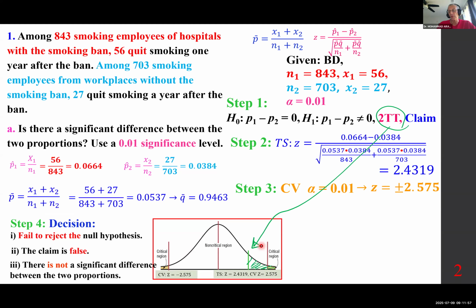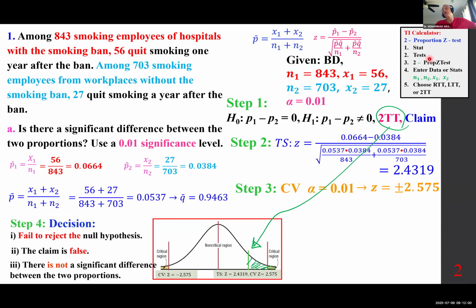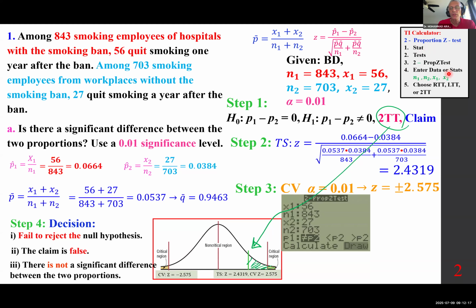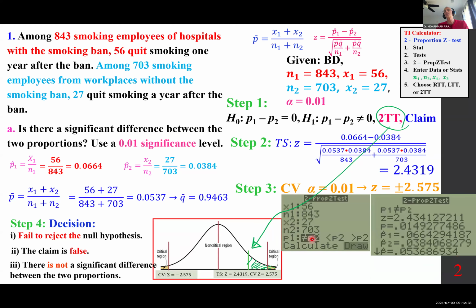Now, what about the calculator? For any technology, for example, a TI calculator, you use the two proportion z-test, which means stat, test, two proportion test, enter data or stats: N1, N2, X sub 1, X sub 2. So take a look at what happens here. We have those numbers, we put them here. Now, which one do we use? Two tail test, less than or greater than, left tail test, right tail test. We use a two tail test. And it gives us some numbers. Let's see what it has given us.